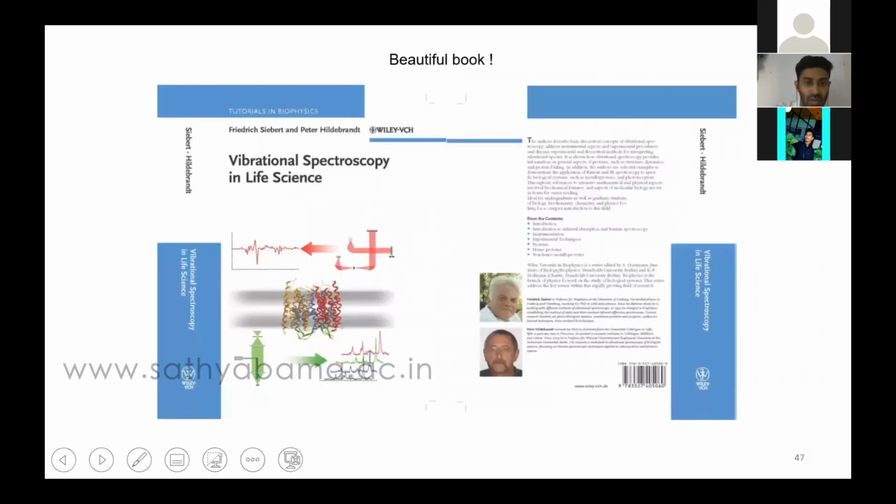And this particular book is basically helpful for any biologist who is working on molecules, proteins, or similar. I found this book very interesting. Maybe you can also take a look into it.